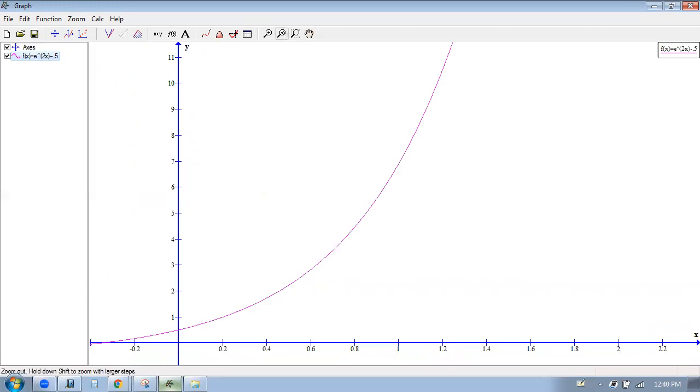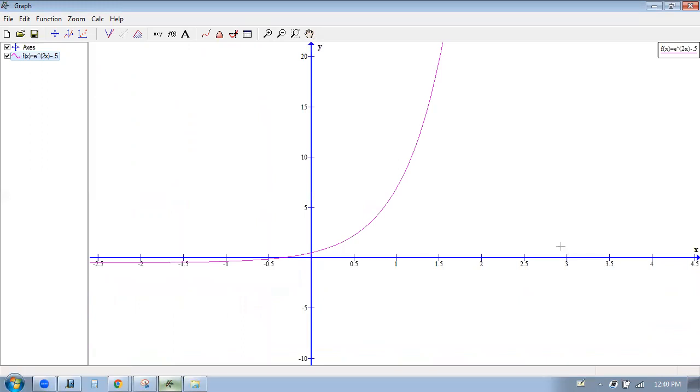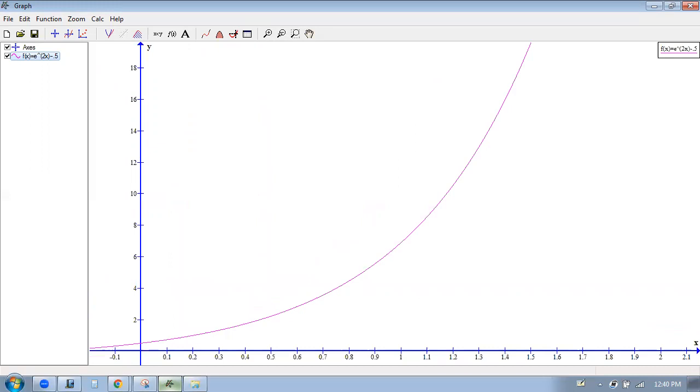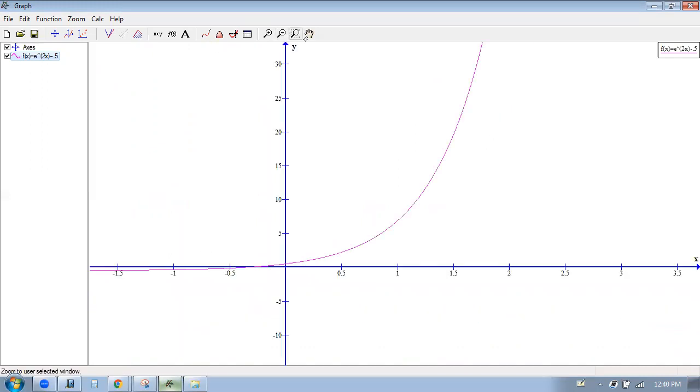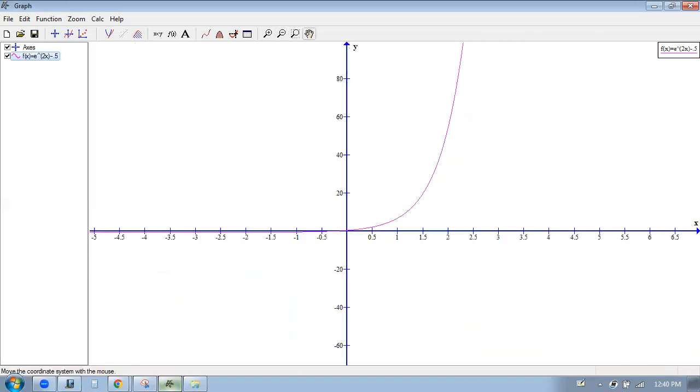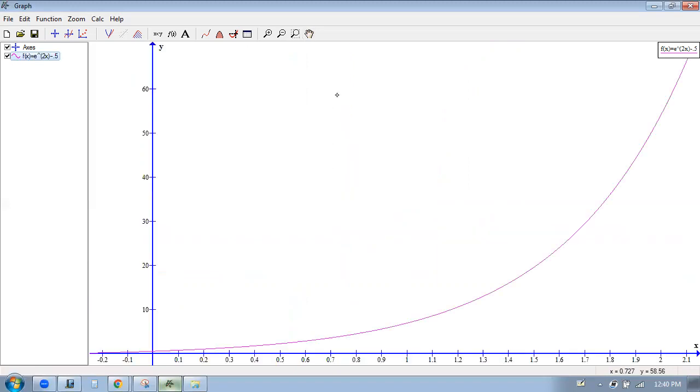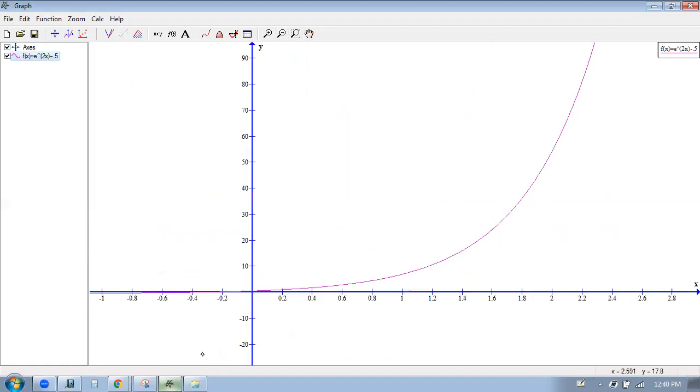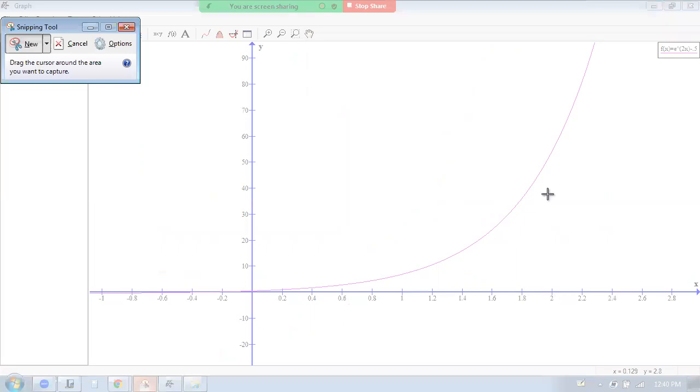Dang it. 0 to 2. Getting closer here. 0. Come on now. 2. There. Zoom out a bit. Now we'll take a snapshot. Oop.